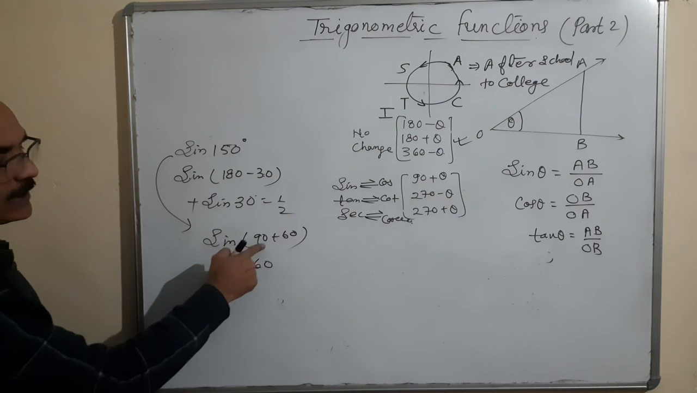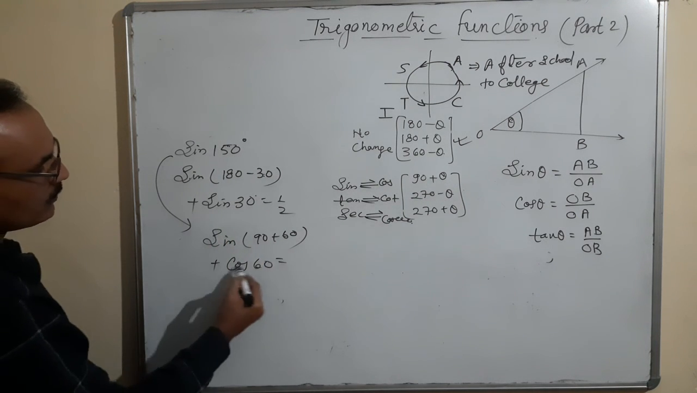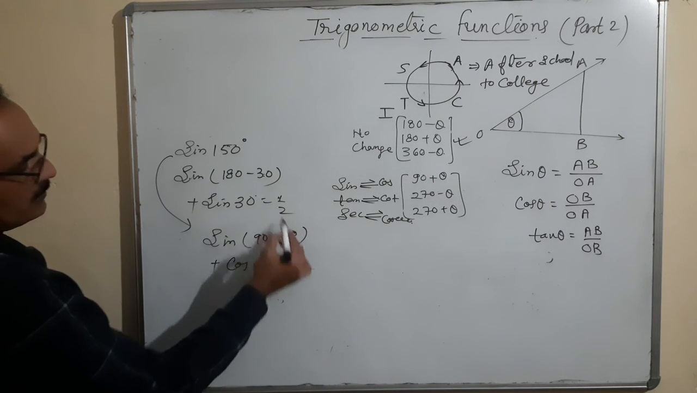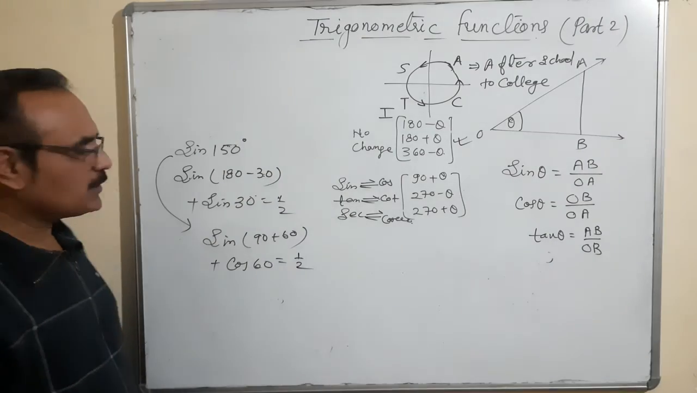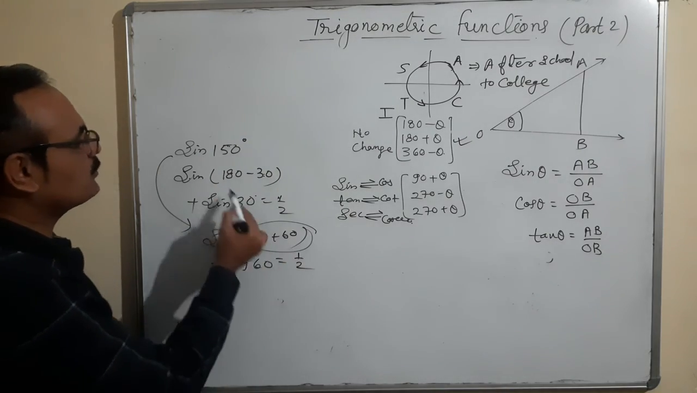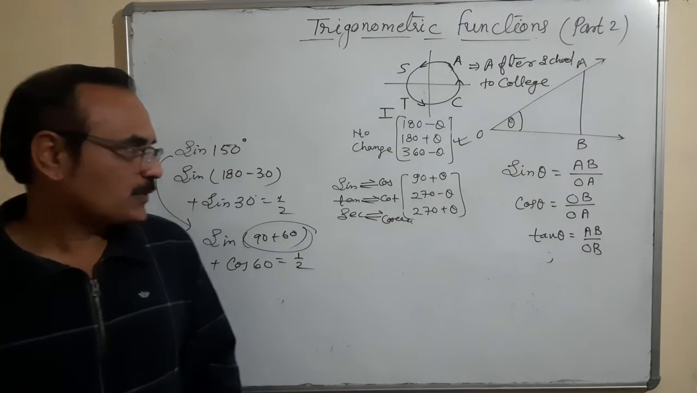But sine is in the second quadrant. This is the second quadrant. Sine will remain positive only. And the value of cos 60 is 1 by 2. Both the values will be the same. Only the procedure is different. So my suggestion to you, rather than changing 90 plus 60, you change 180 minus 30. Okay. So that is one.